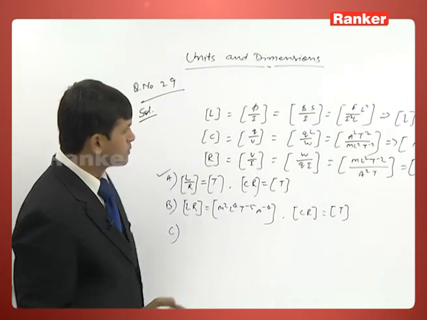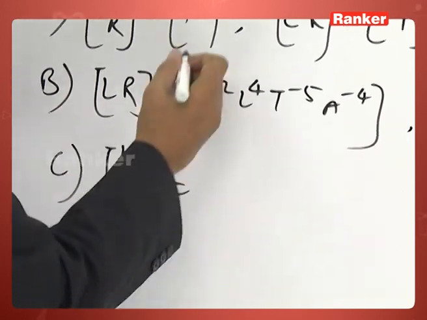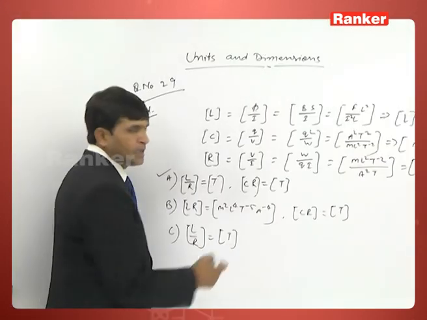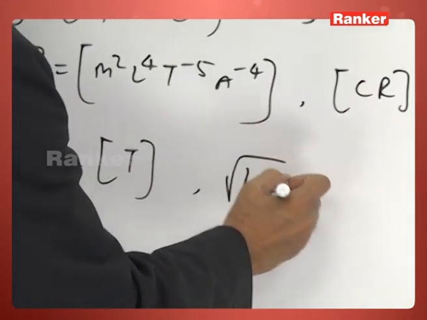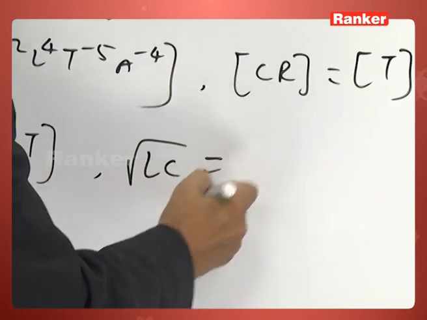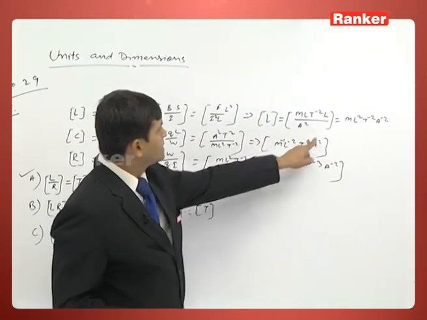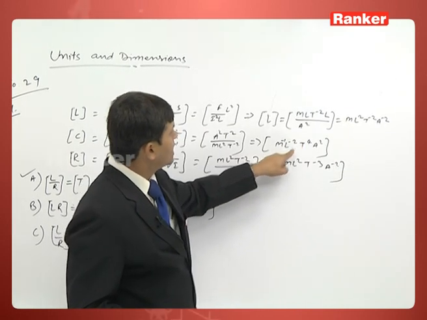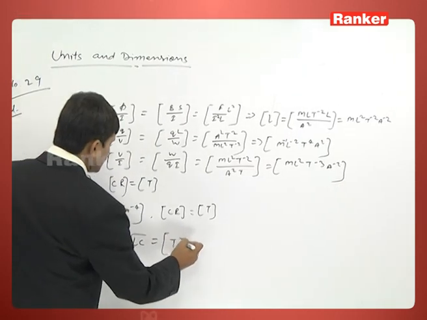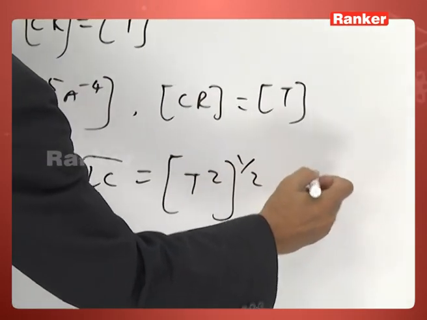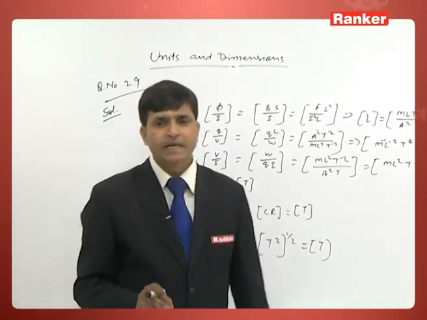See L by R and root over LC. L by R we have already found, that is T, and root over LC: check it, L into C, L and C, LL cancel, only T square is left. T square to the power 1 by 2 is also T. So in C also, the pair matches.